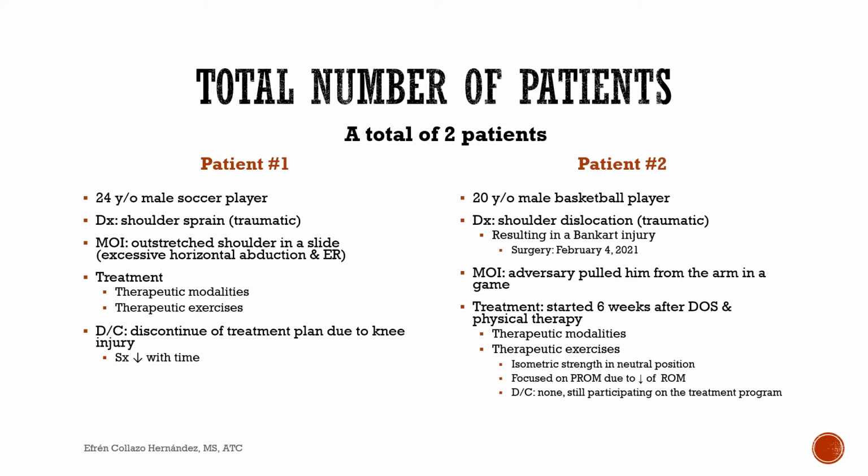But then the therapeutic exercises were focused more on isometric strength in neutral position. At this time, as of today, he's not doing any concentric or eccentric exercises. He's just focusing on isometric strength for all the motions: abduction, adduction, internal rotation, external rotation, flexion, extension, but all in neutral position. When I say neutral position, it is the shoulder in neutral position and the elbow at 90 degrees.